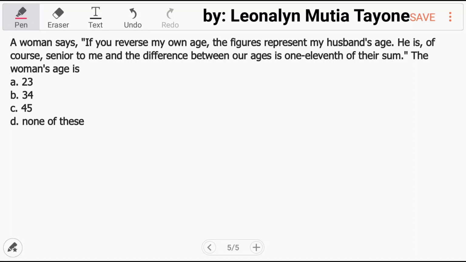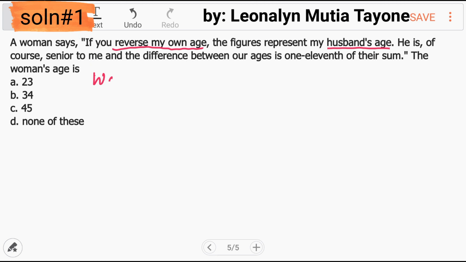Let's solve this in two ways. Solution number one, hanapin muna natin kung ano mang given dito. Kung i-reverse daw ang age ni babae, the figures represent my husband's age. He is, of course, senior to me.